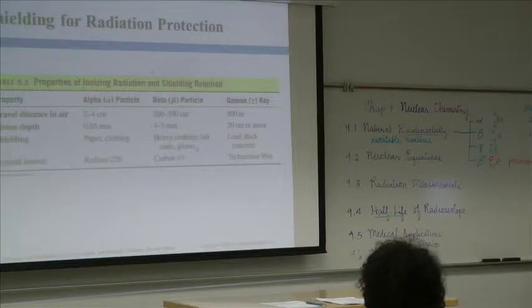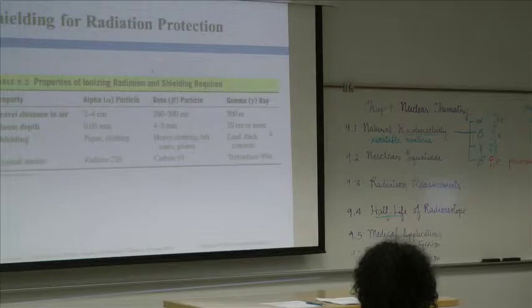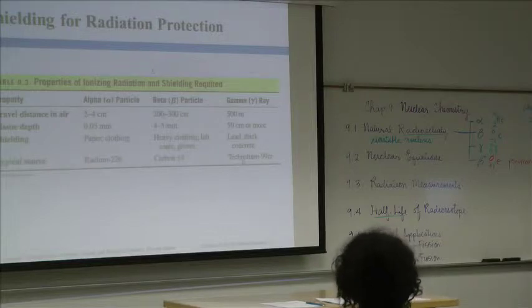So we need to wear heavy clothing, lab coats, and gloves. An example of that would be carbon-14. Then the highest energy would be the gamma rays, which penetrate 50 centimeters or more, requiring lead or concrete. An example is technetium. This is what Erica Schweitzer said. This is what they use a lot of at Holy Cross, and the most common radioactive isotope, technetium-99m. Okay?